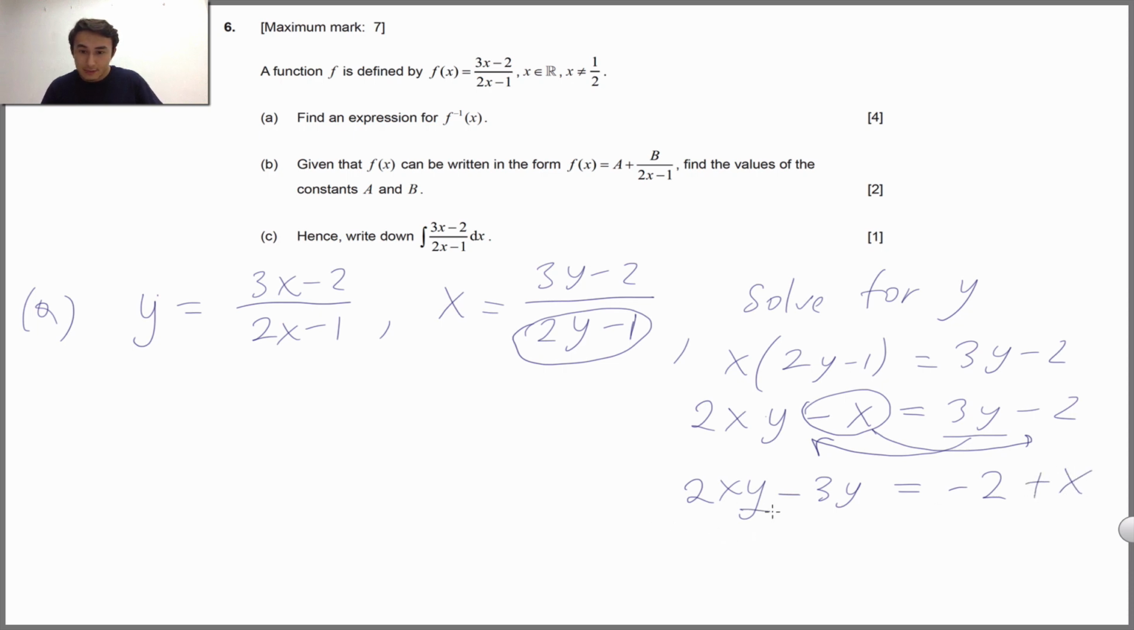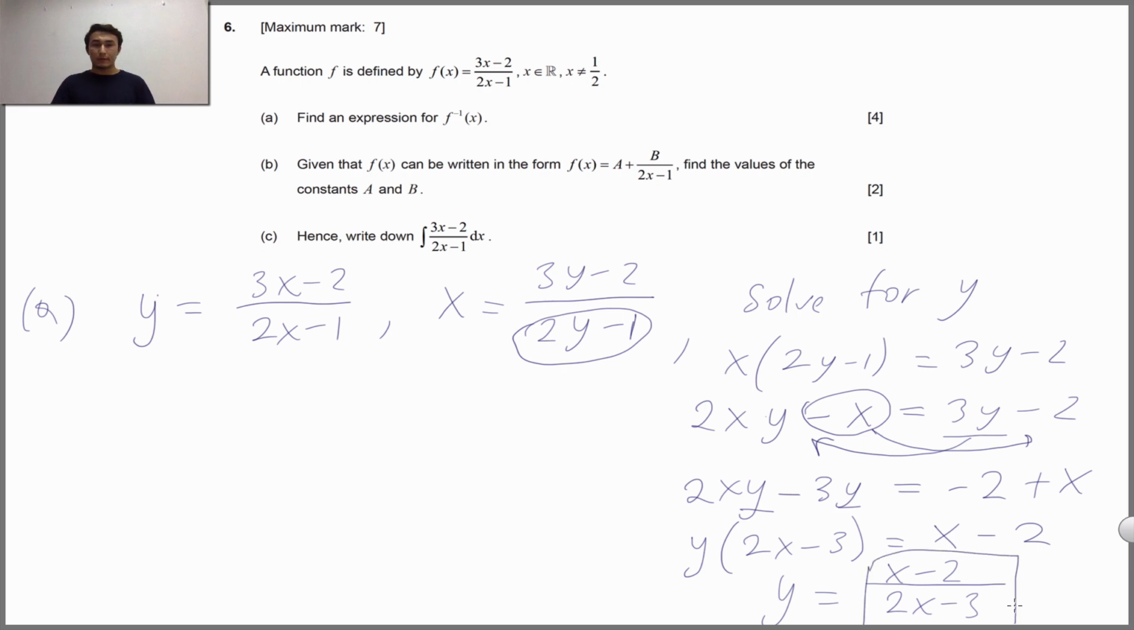And let's factorize this y out. So we write y, open the bracket, 2x minus 3 is equal to, this one is basically x minus 2. It's the same thing, minus 2 plus x, x minus 2 is the same thing. Okay, from here finally we have y is equal to x minus 2 divided by 2x minus 3. And this is the inverse function, right?